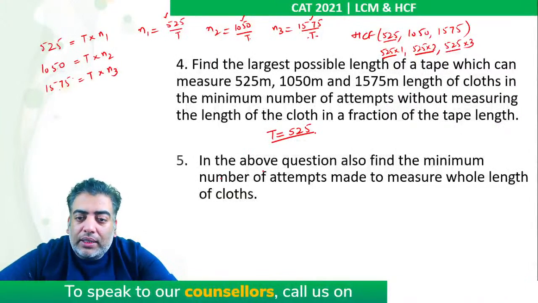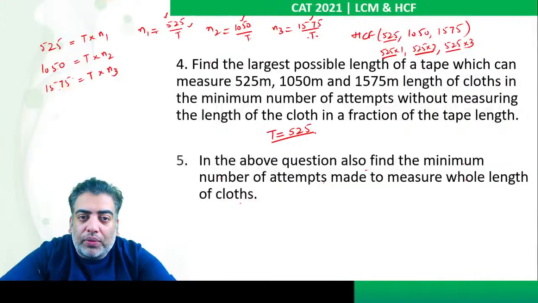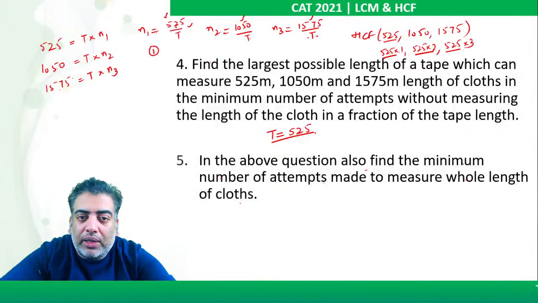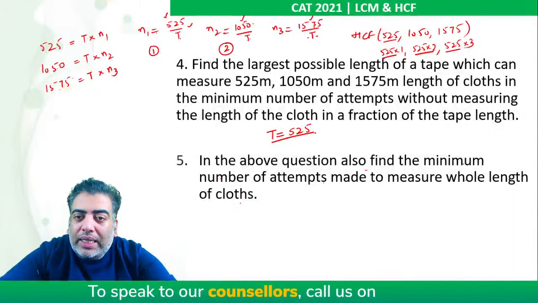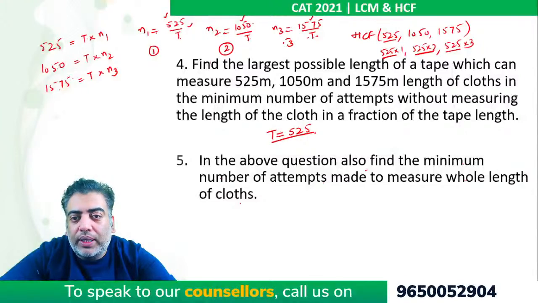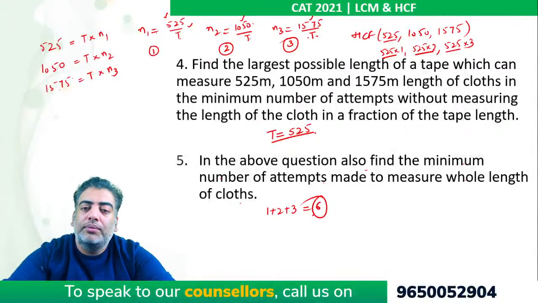And next it says in the above question also find the minimum number of attempts made to measure whole length of cloths. So to measure this, number of attempts will be 1. 525 upon 525 is 1. 1050 upon 525 is 2. And 1575 upon 525 is 3. So the total number of attempts comes out to be 1, 2 and 3, which is 6.